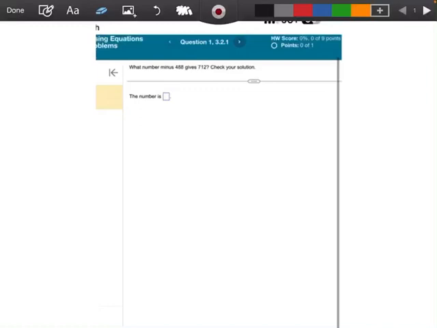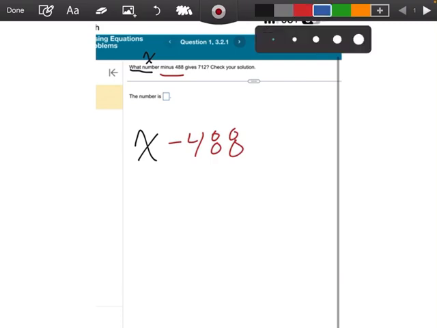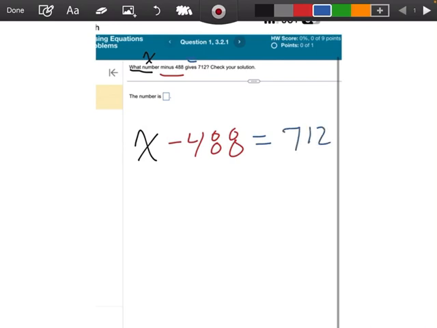So these problems, what we're trying to do is translate this from words to math and then figure out what we've got to do. Okay, so the first part says what number. Anytime I see the phrase what number, y'all, I'm going to write down an X, okay? Now, the next part tells me exactly what to do. I'm going to subtract 488, and that's going to be gives. Gives means equals, so I'm going to put an equal sign, the number 712.